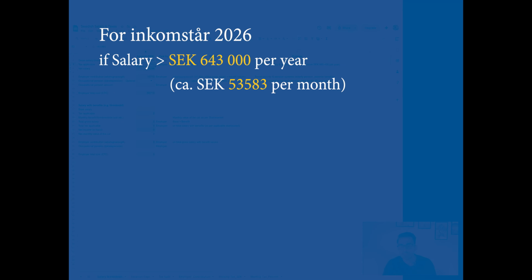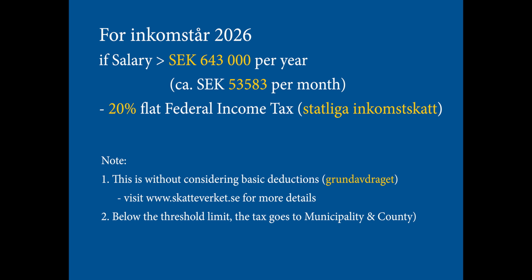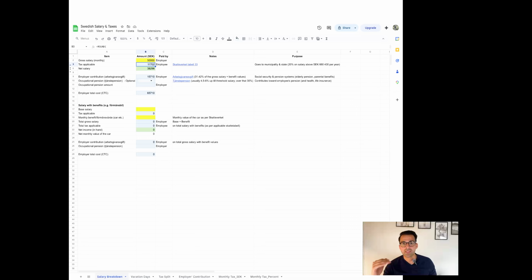So one side note on the tax here is that up until a salary threshold, which I think this year is around 55,000 SEK, and if you have salary above that threshold, on that additional salary there is a flat 20% tax, which then goes to the Swedish government or the federal government. And that's what's also meant by marginal taxes. That is, if you earn more, you pay more taxes as well.